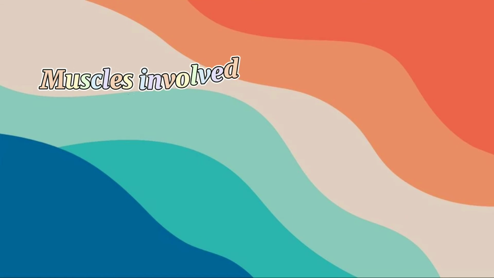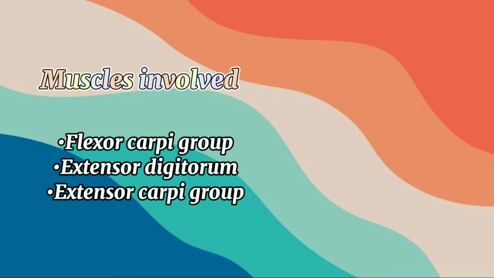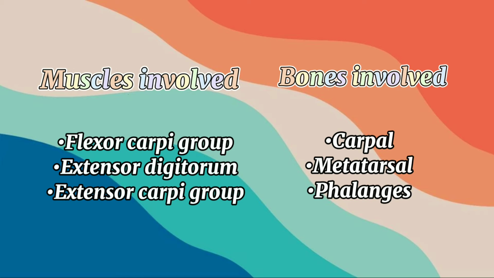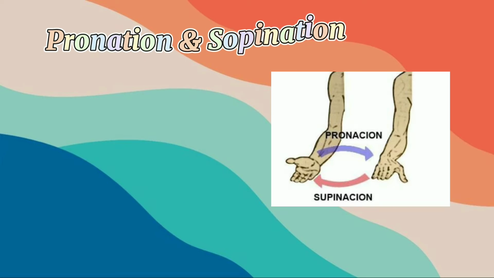Muscles involved are flexor carpi group, extensor digitorum, and extensor carpi group. And the bones involved are carpal, metacarpal, and phalanges. The tenth movements are pronation and supination.